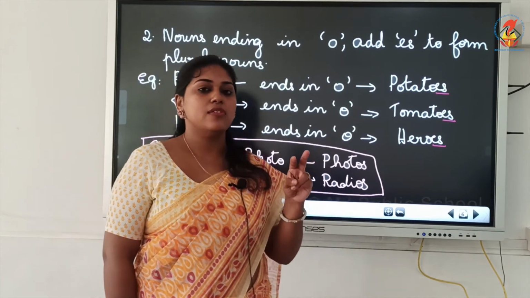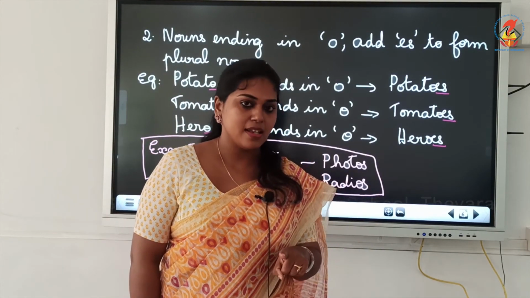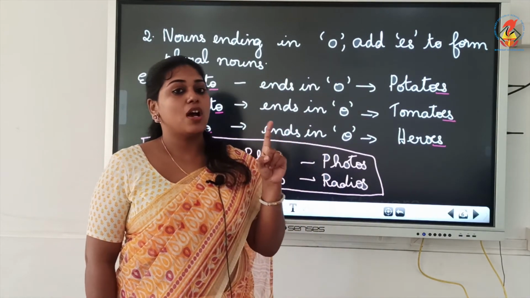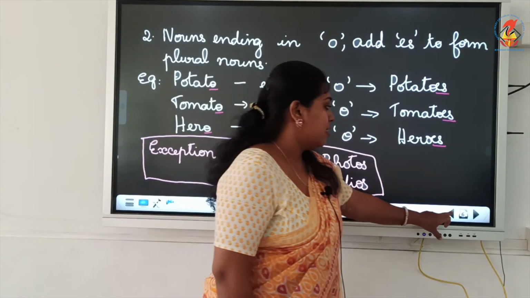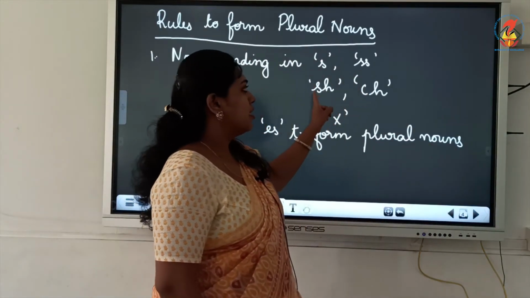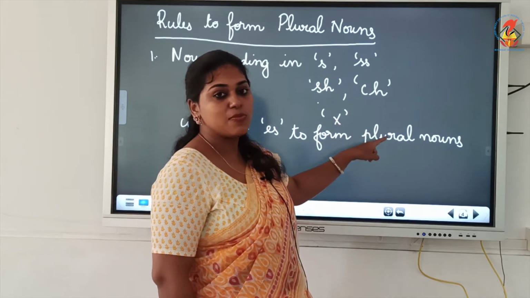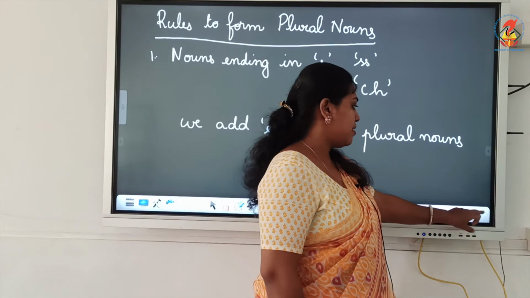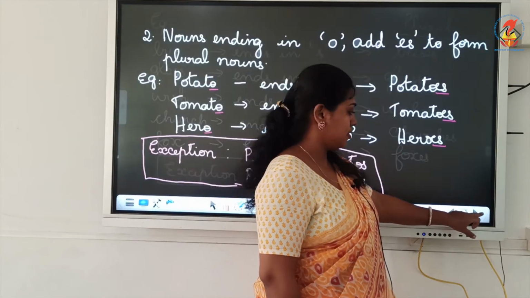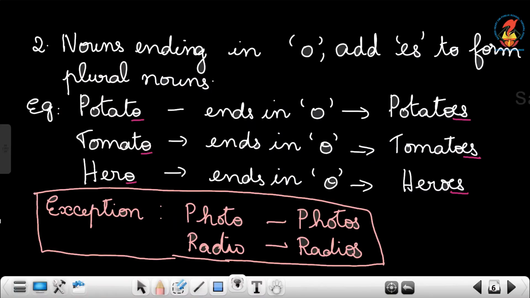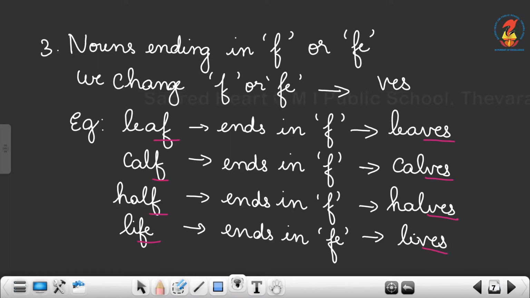So, two rules we learned. In these two rules itself, we make it plural by adding es. The first one was for the nouns that end with s, double s, then sh, ch and x. Here by adding es we can make it plural. Exception is ox, which is oxen. Now here, if it ends with o also we can make it plural by adding es. Here also exceptions are photo and radio. Okay. Now let us move on to the next rule.